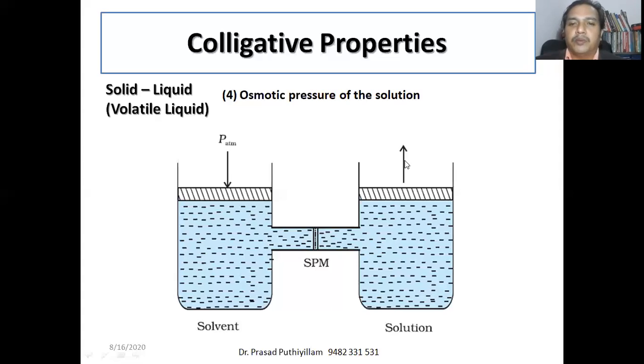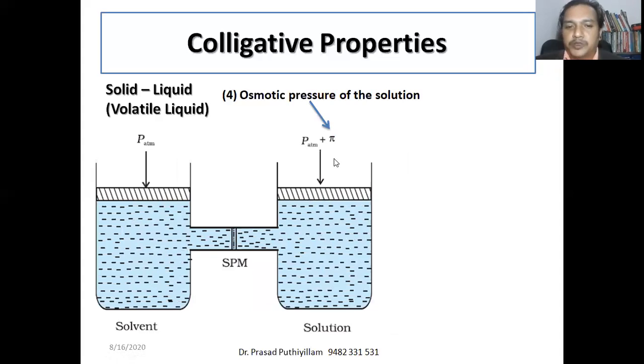Okay, there will be a movement in the upward direction of this piston. To avoid the movement of this piston in the upward direction, we have to apply a pressure greater than atmospheric pressure. That is plus pi, as mentioned here. That is the additional pressure applied to prevent the osmosis. If that pressure is applied, then there will not be any movement of solvent through the semi-permeable membrane.